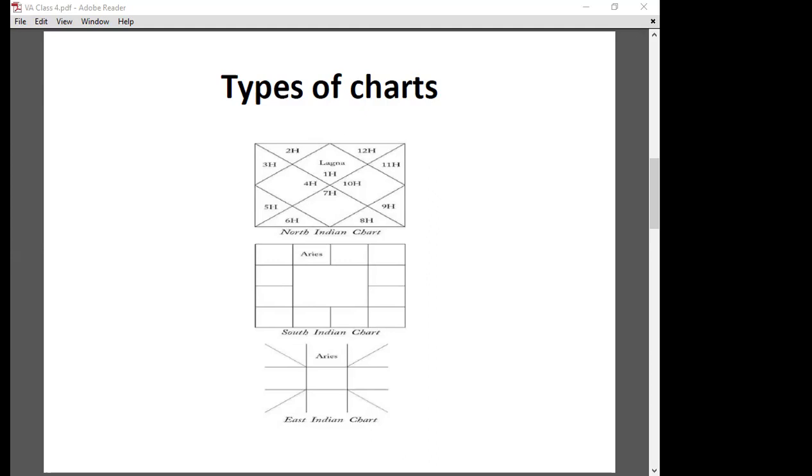All right. So 1, 4, 7, and 10. That means Aries, Cancer, Libra, and Capricorn. They represent the Dhatu signs. Okay. So what do the Kita signs signify?